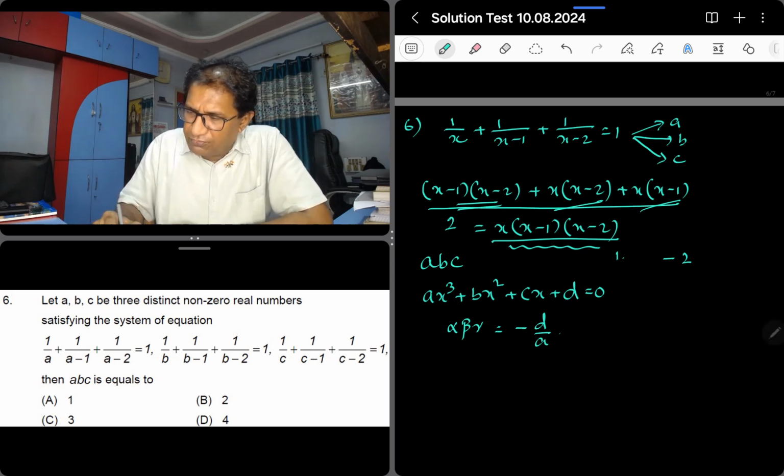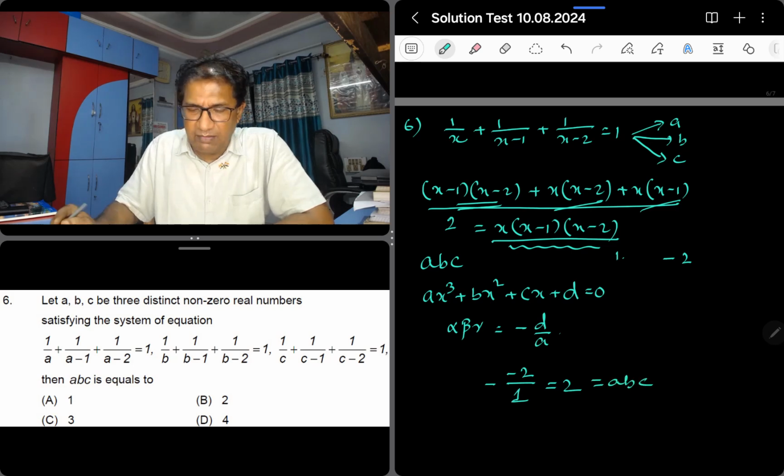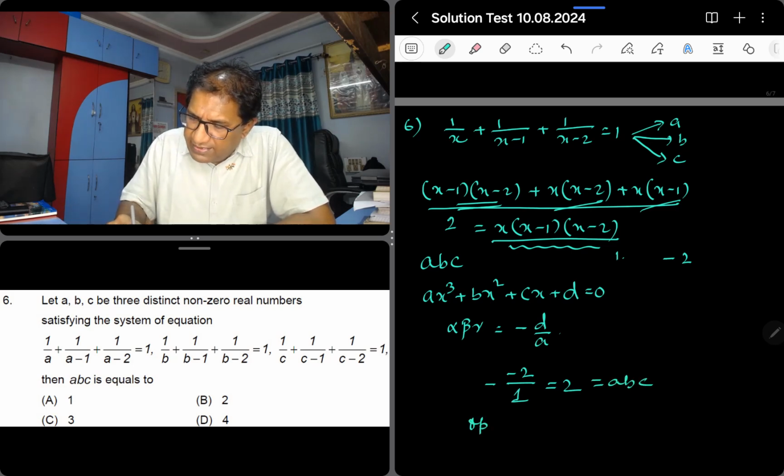Therefore, the product of three roots will be minus of minus 2 divided by 1, as the coefficient of x cube is 1. Hence, the answer will be 2. Therefore, the value of ABC is nothing but 2. Hence, option B is correct.